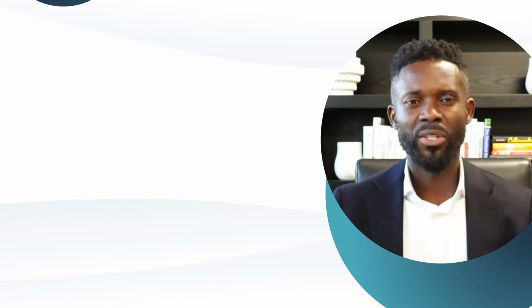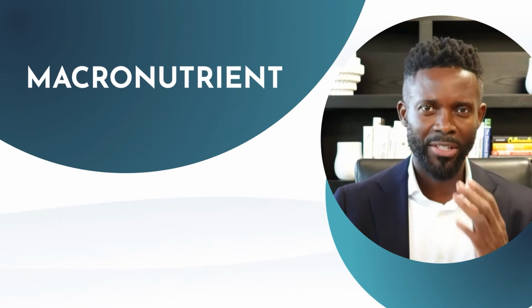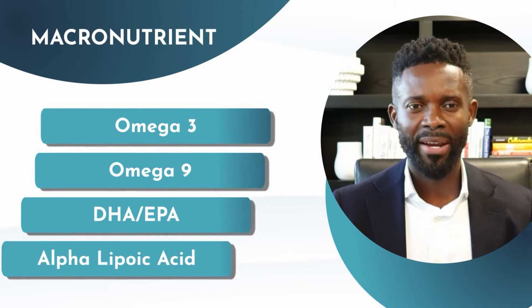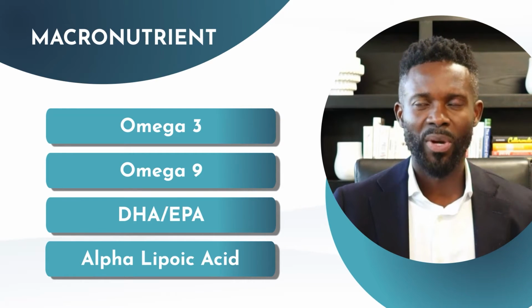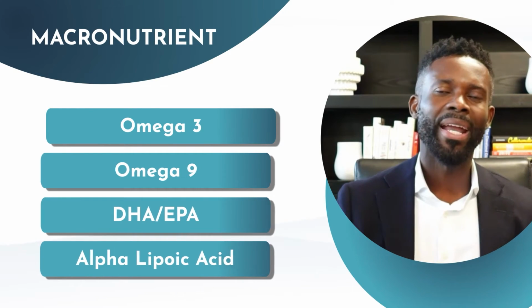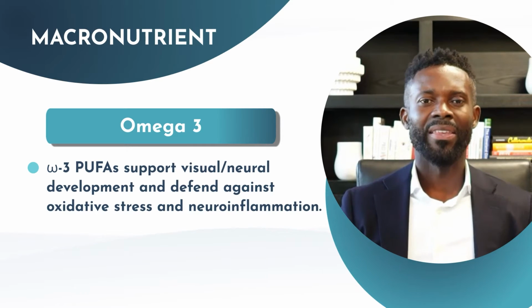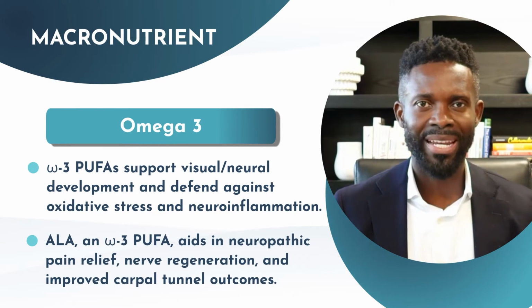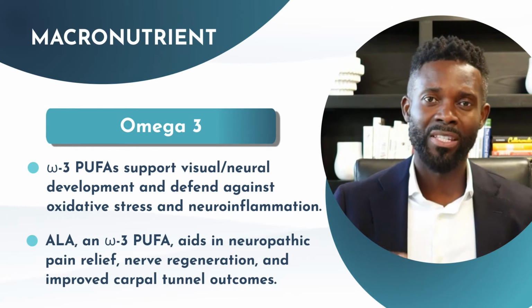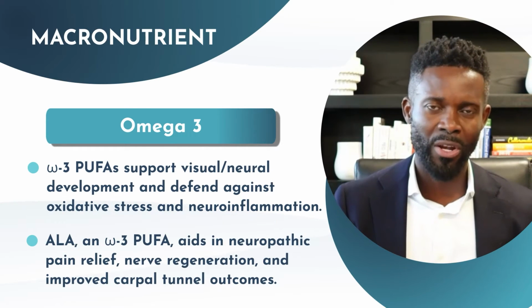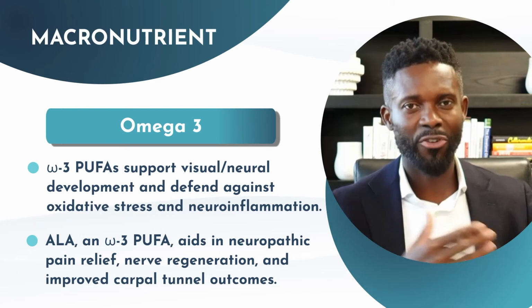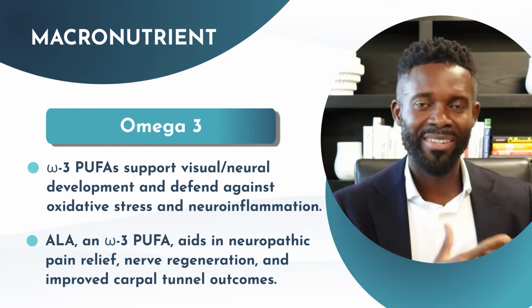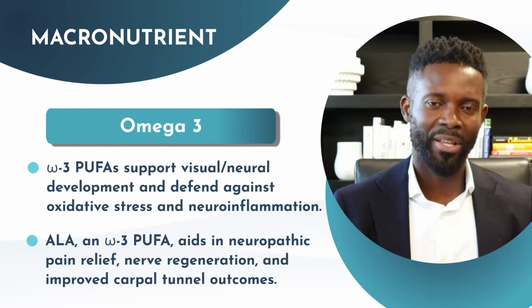All right, so now let's look at macronutrients. These are your omega-3s, omega-9, DHA, EPA, which are forms of omega-3, as well as alpha-lipoic acid. When it comes to omega-3, this is very important in nerve healing because it forms the membrane of the nerves. The nerves are fatty tissues. So to be able to make those membranes and to work and conduct electricity, which is what the nerves do, or send signals, it needs omega-3 fatty acids.